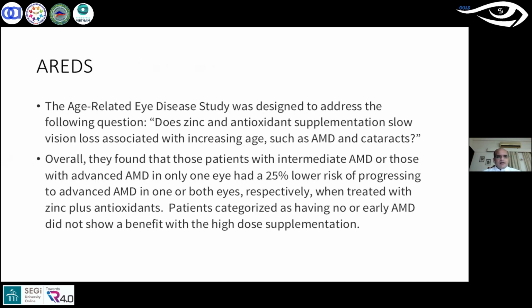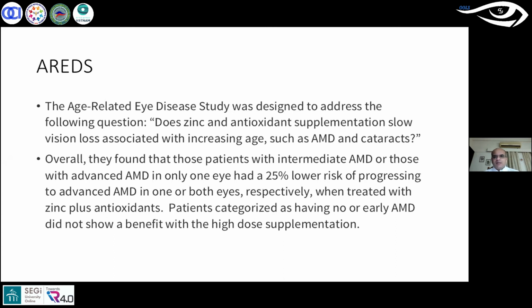Now, in terms of AREDS, the AREDS was basically an Age-Related Eye Disease Study, and specifically for ARMD, it was designed to address the following question: does zinc and antioxidant supplementation slow the vision loss associated with increasing age, such as AMD and cataracts? So overall, their finding was about patients with intermediate AMD, remember the classification that we just discussed, the presence of a few intermediate size drusen and one large drusen.